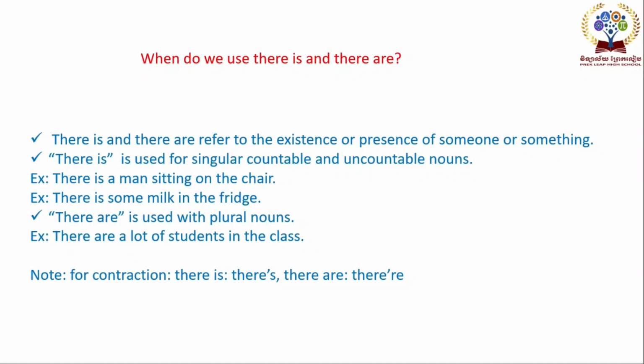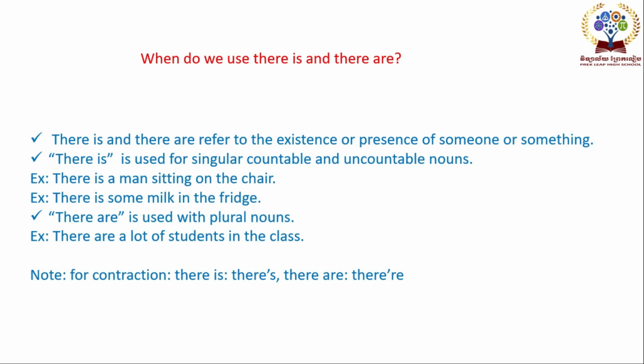When do we use there is and there are? Actually, there is and there are refer to the existence or presence of something or someone. And there is used for singular count nouns and uncount nouns.